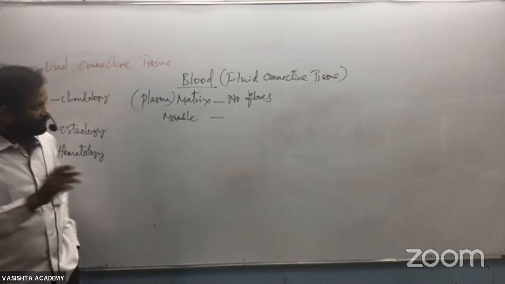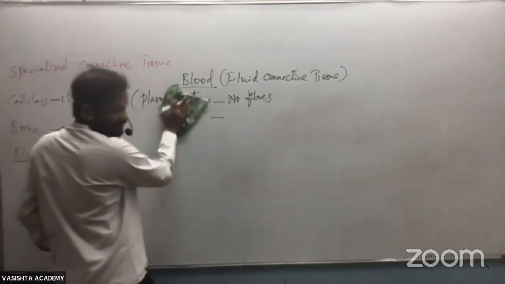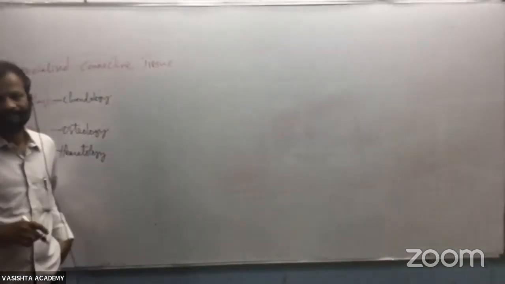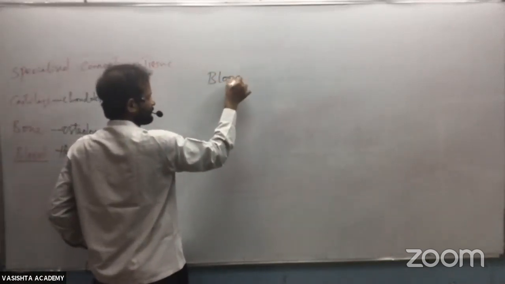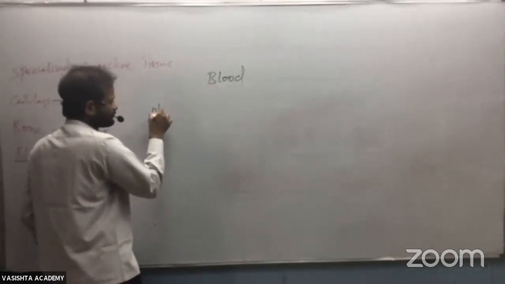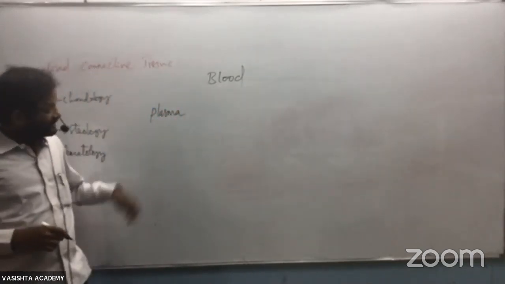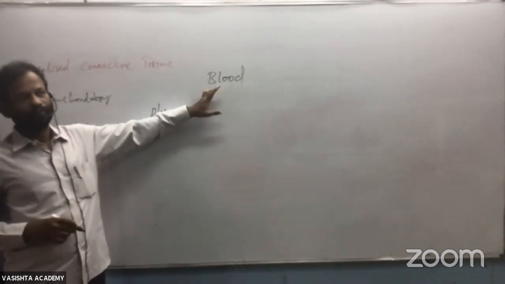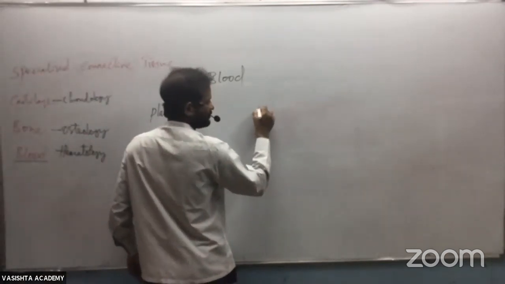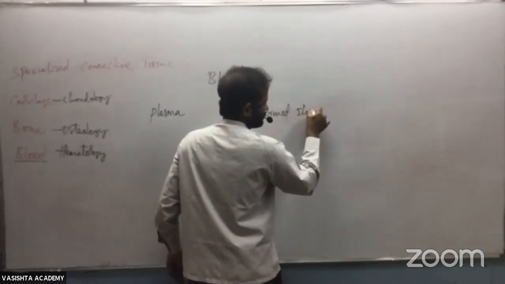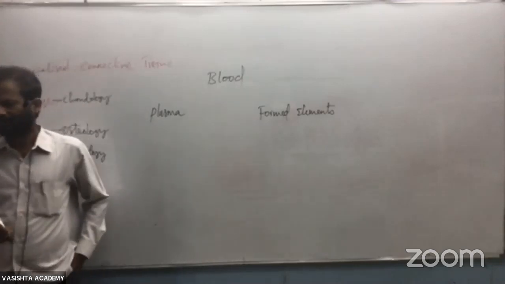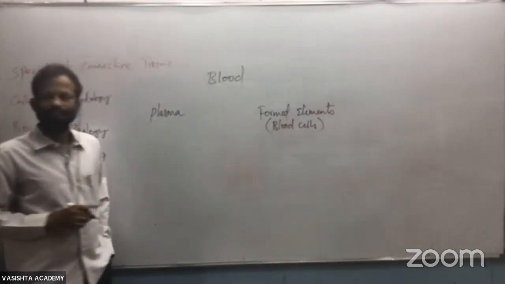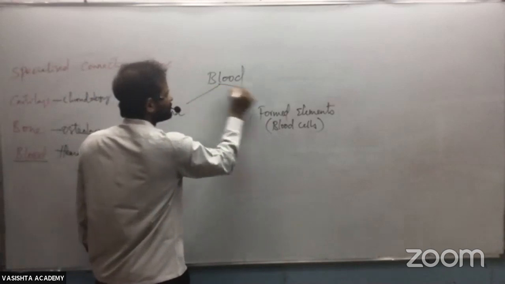Now, blood can be studied in two parts. The matrix of blood is called plasma. In that plasma, different cells float and move like a stream. They are called formed elements. In some books, they are called blood cells. So these two are the main parts of blood.